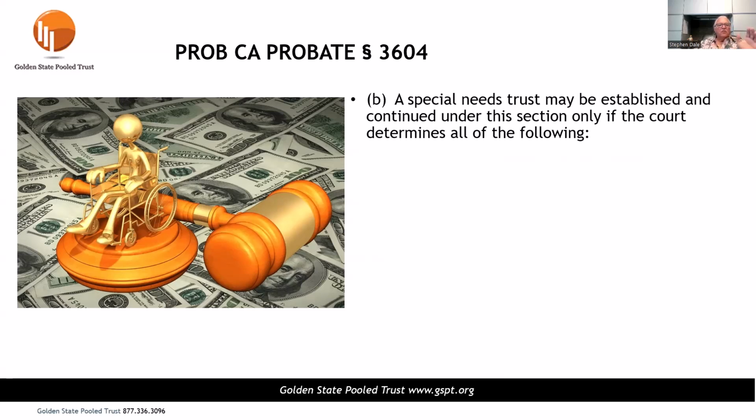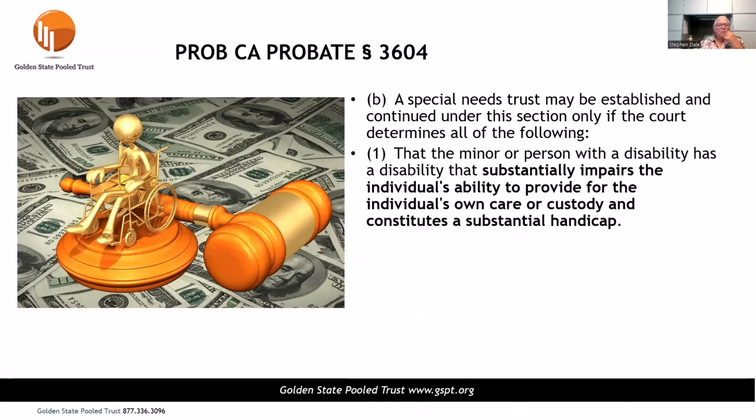First off, a special needs trust must be established and continued under this section only if the court determines the following things. Number 1 is that the minor or the person with a disability has a disability that substantially impairs the individual's ability to provide for their own care and custody and constitutes a substantial handicap. Now, you shouldn't just block and copy that and say Bobby is substantially impaired here. And once again, you shouldn't just block and copy that.